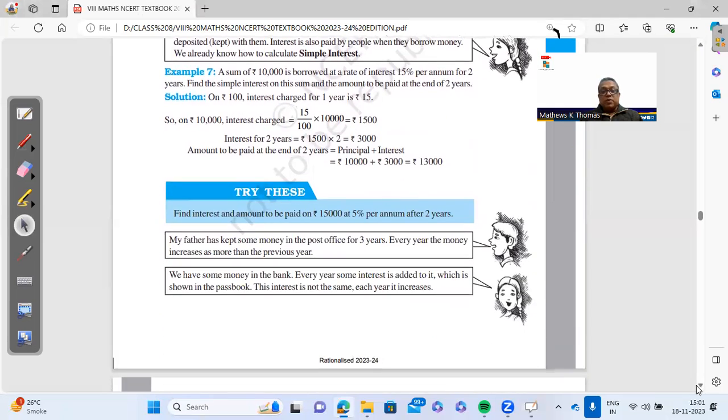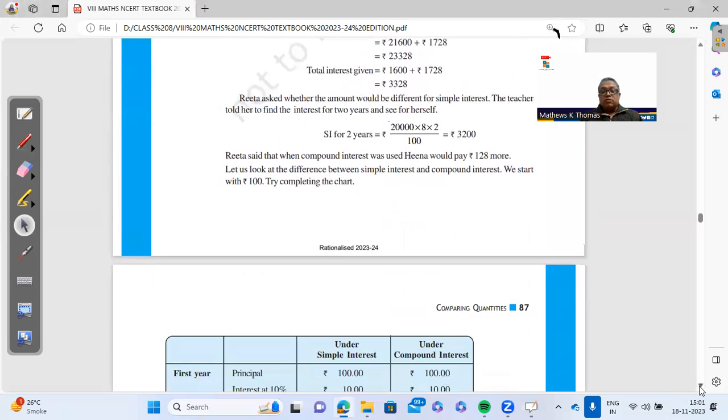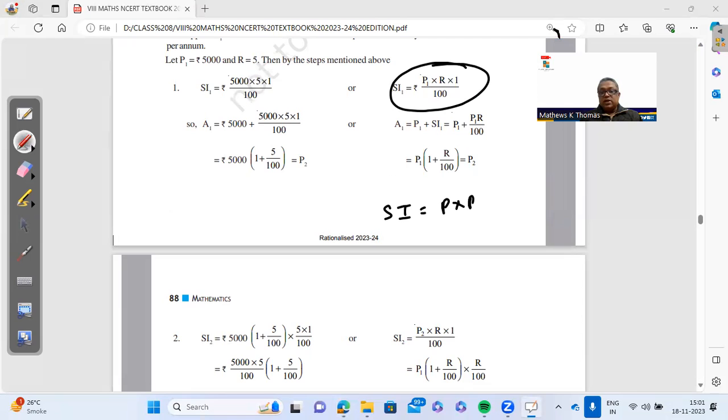Then we have compound interest. Now, compound interest can be calculated by a formula. You should also know simple interest. So the simple interest formula is PRT by 100. Principal into rate into time upon 100. This is the formula for simple interest. And compound interest can be found by using A minus P.